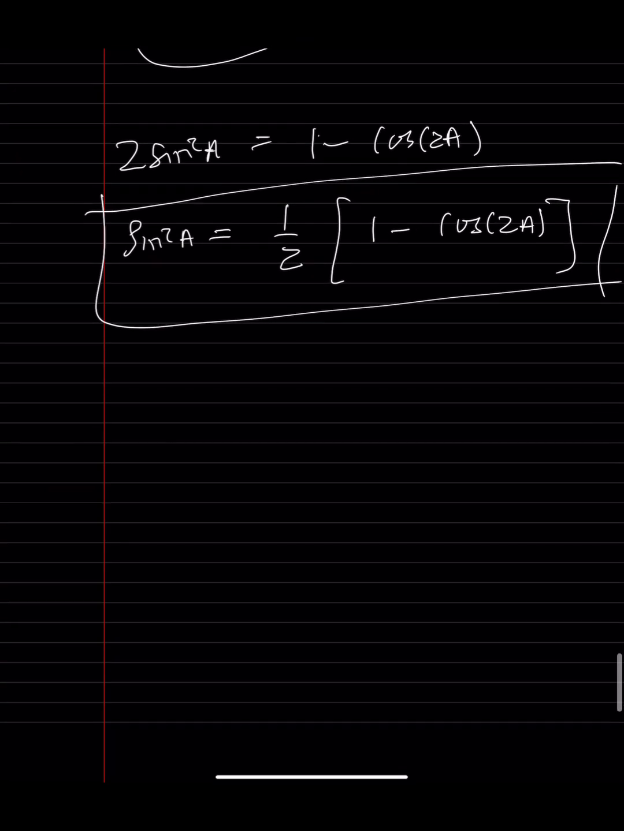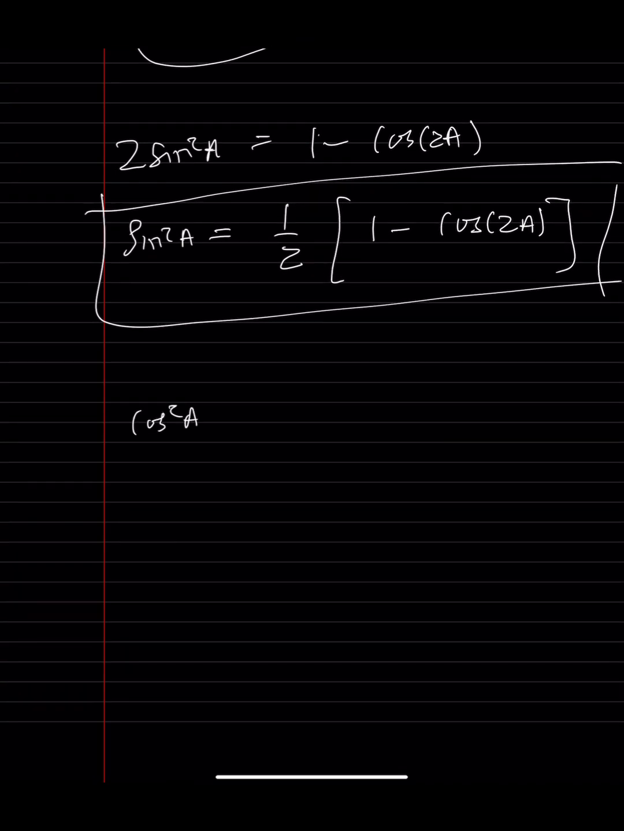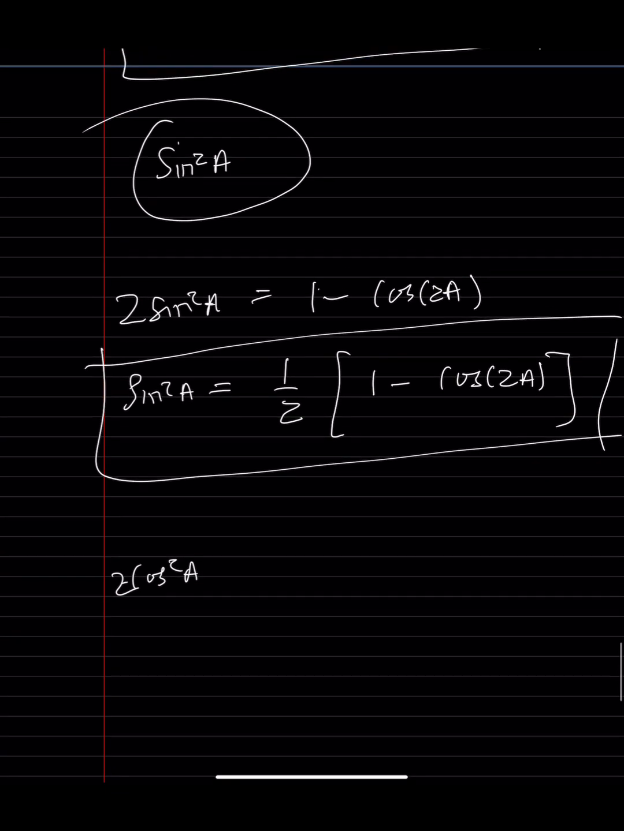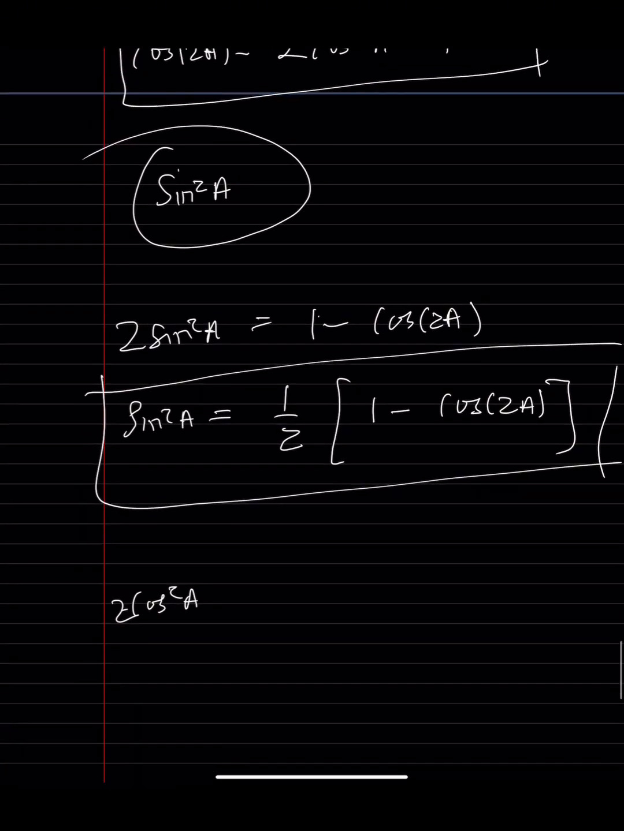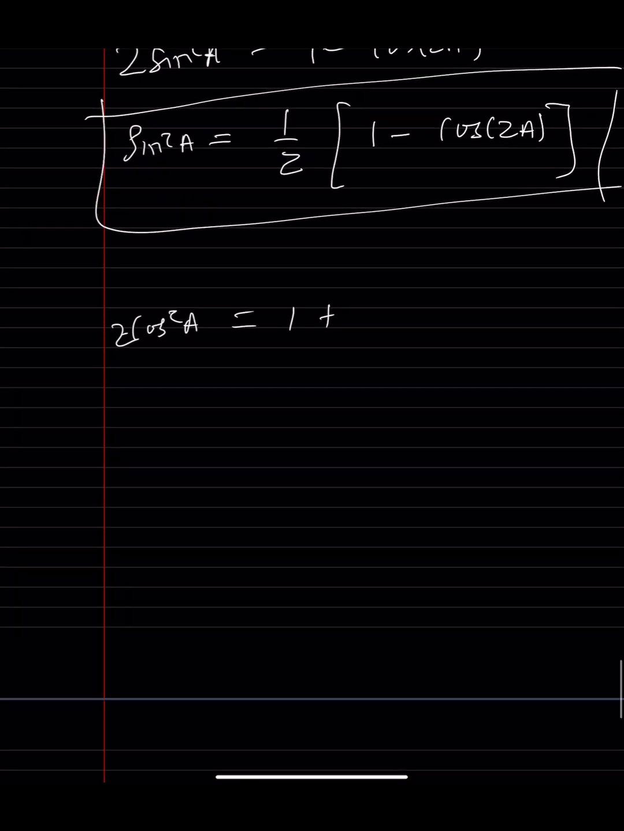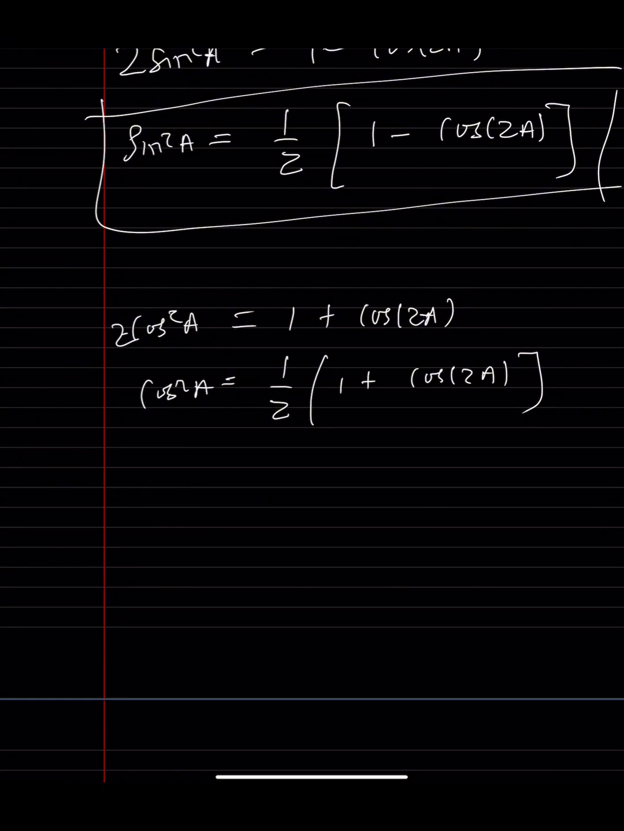In case I need cos square A and I want to replace it, I know that 2 cos square A is equal to this. After making 2 cos square A the subject, I'm going to get 1 plus, sending this one to the left, plus cos 2A. And making cos square A the subject, I'm going to get 1 over 2 into brackets 1 plus cos 2A. So you can notice that cos square A is not only equal to 1 minus sine square A, but it's also equal to 1 over 2 into bracket 1 plus cos 2A. And it is easy for me to derive.